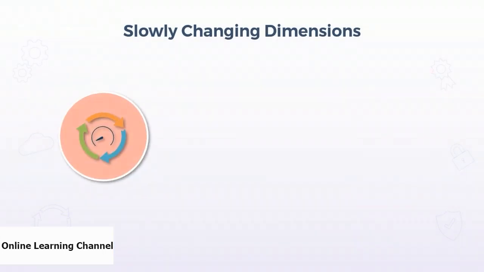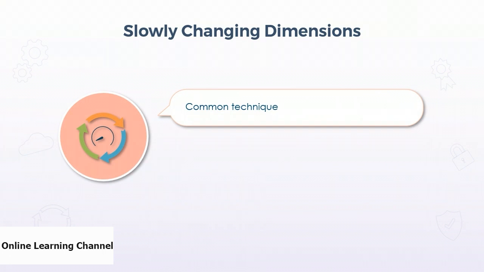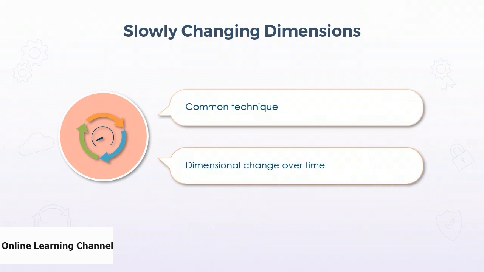In this video, we're going to look at strategies to handle slowly changing dimensions. Slowly changing dimensions are a common technique used in data warehousing, where dimensional change is captured over time for dimensions that are not changing very often.